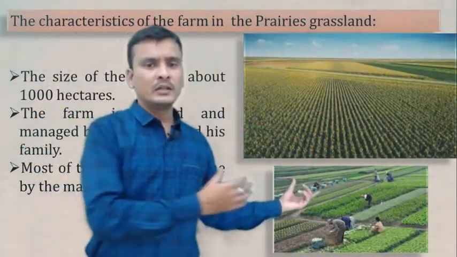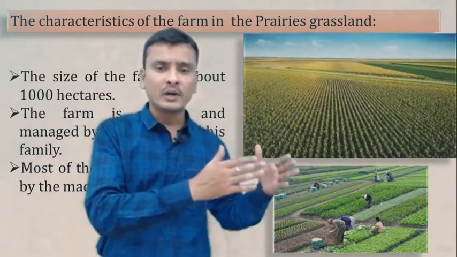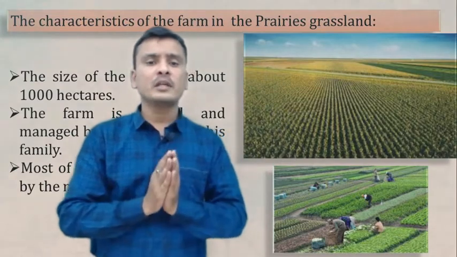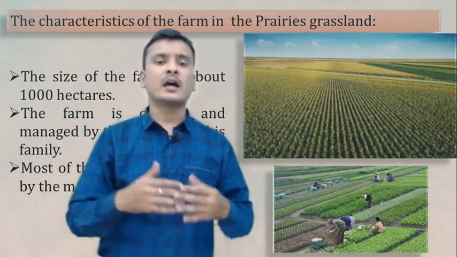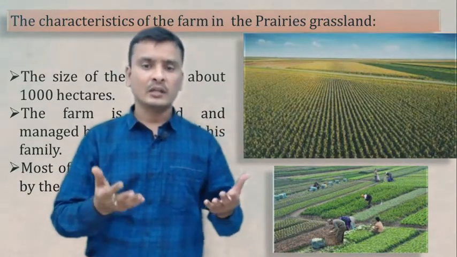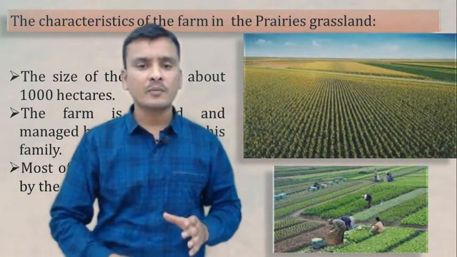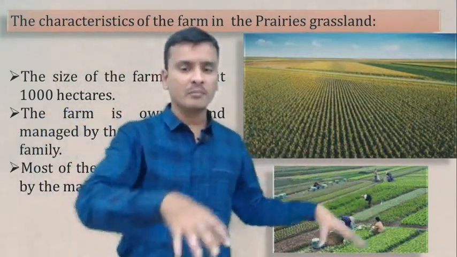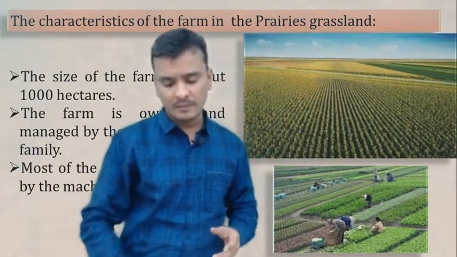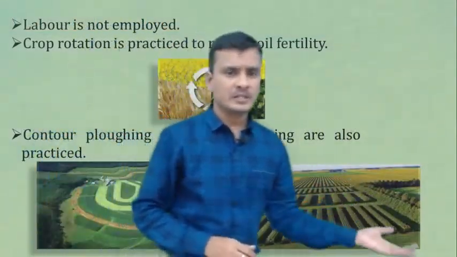It means we find that family members only work there and no labor is appointed, because this country is very rich. They have their large farm, and all the work is done with the help of machines. So their farm is managed and looked after by the family members. See here, labor is not employed, just as we discussed.